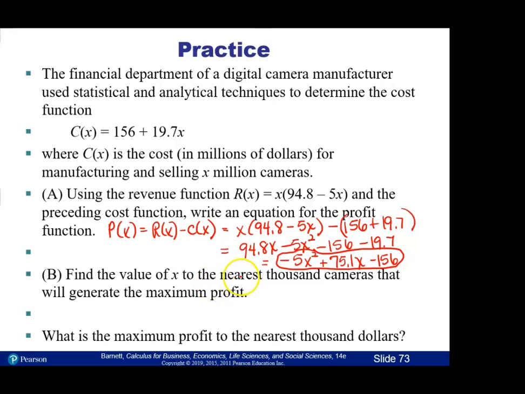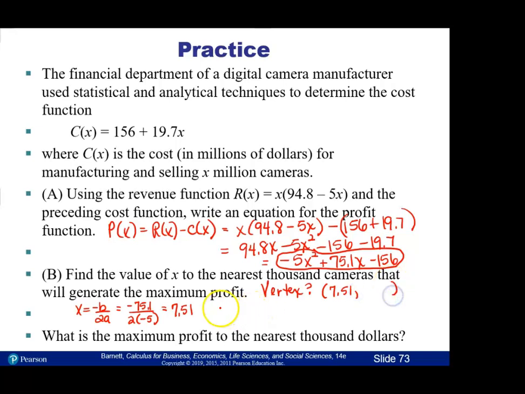So find the value of x to the nearest 1,000 cameras that will generate the maximum profit. Looking at this, if I want to find the maximum profit, we know it's a parabola opening down. So the vertex is going to be where the maximum occurs. Basically we need to find the vertex for this equation. So I'm going to do negative b over 2a. So negative 75.1 over 2 times negative 5. And that gives me 7.51. That's the x coordinate of the vertex.